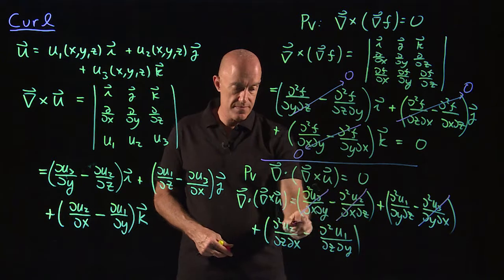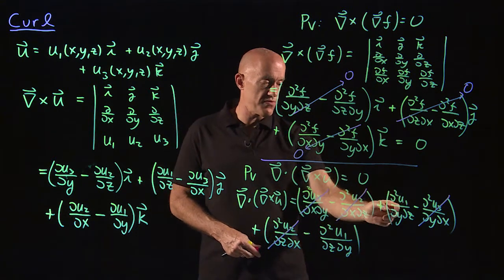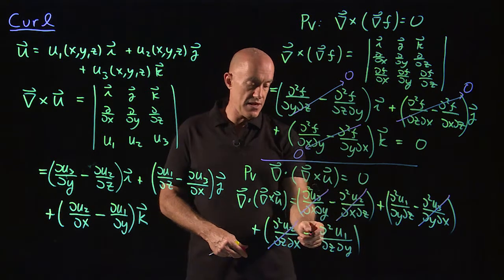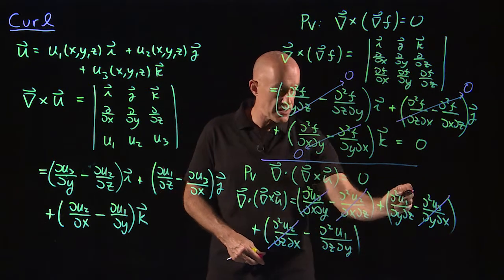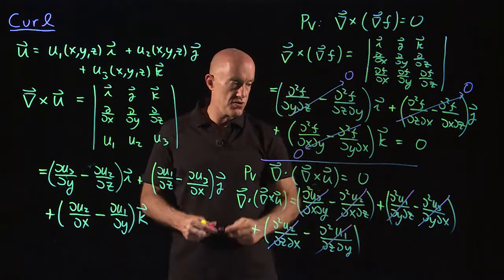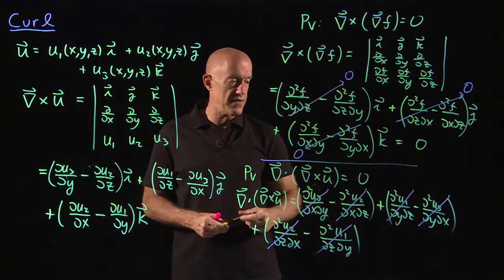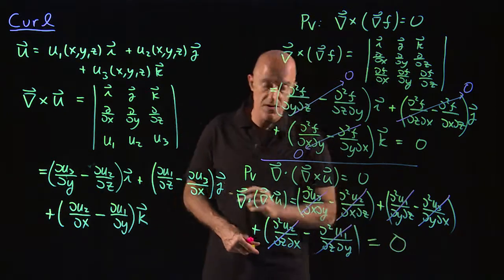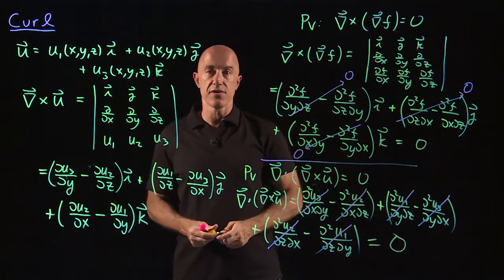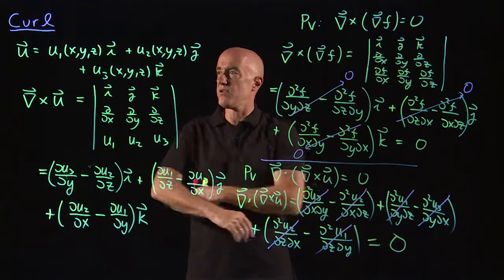They cancel. And finally, we have the partial squared u1 with respect to y and z. And then we have minus partial squared u1 with respect to z and y. So equality of mixed partials, those two cancel too. So we have six terms, three positive, three negative. They all cancel, and we get a nice zero here. That's a scalar zero.